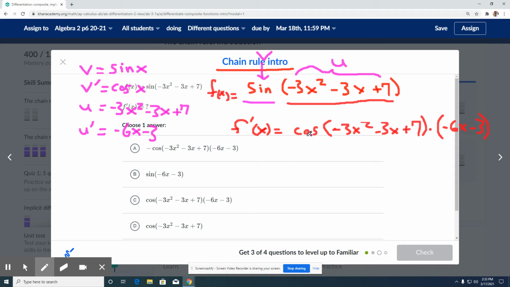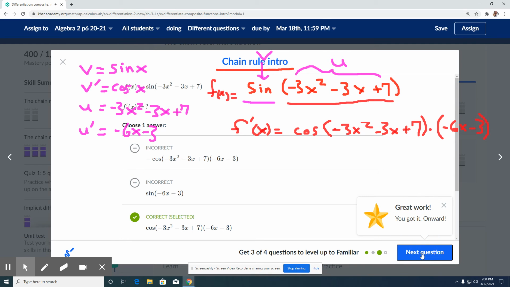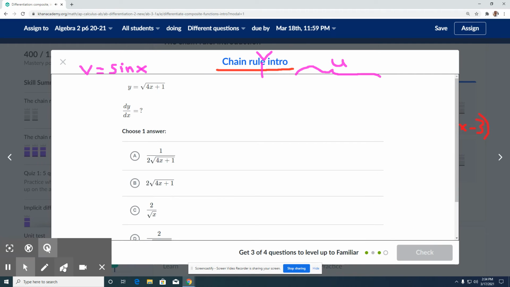Okay, so here's the cosine. It's not just x, but it's whatever's inside of this. This is the x. And then times the derivative of u. Okay, let's see which answer we have. No, it's not negative. It's positive. Positive cosine of negative 3x squared minus 3x plus 7, times negative 6x minus 3. There we go. Okay. Next question.